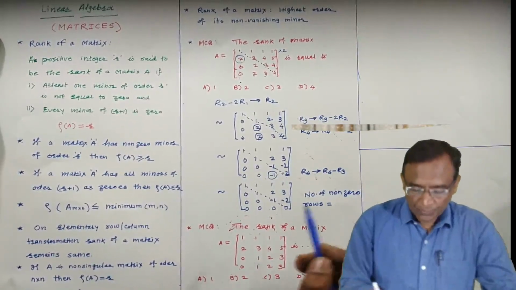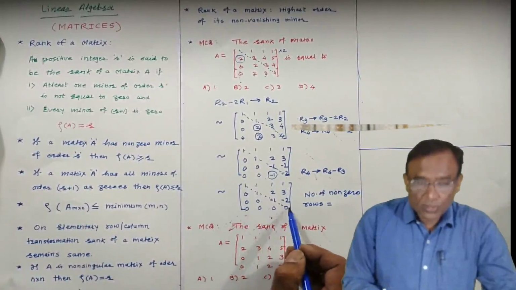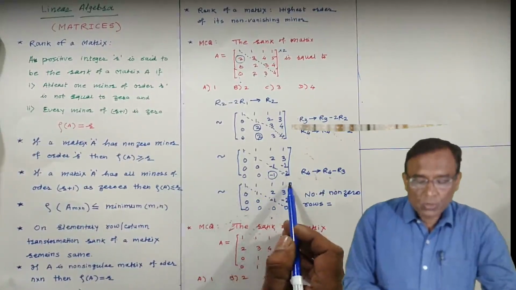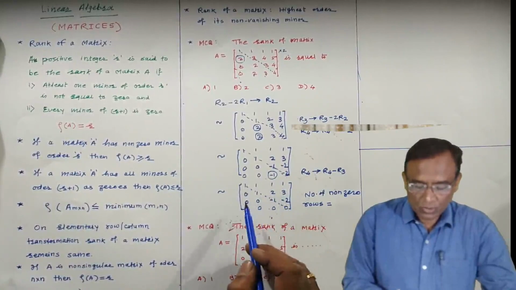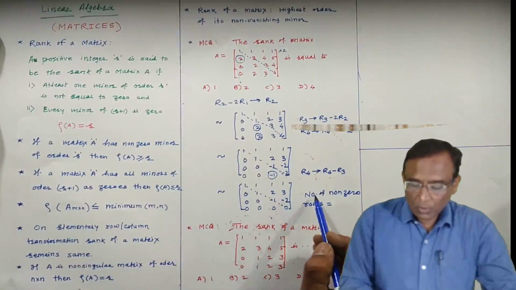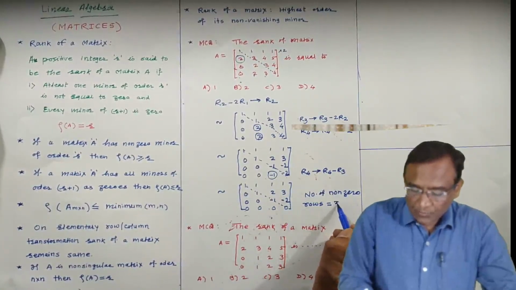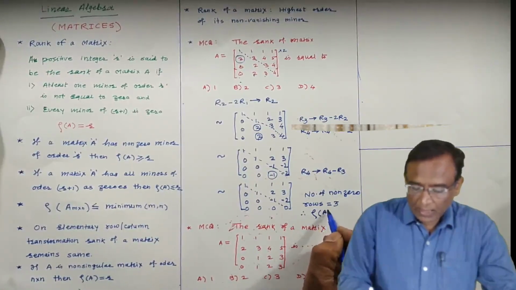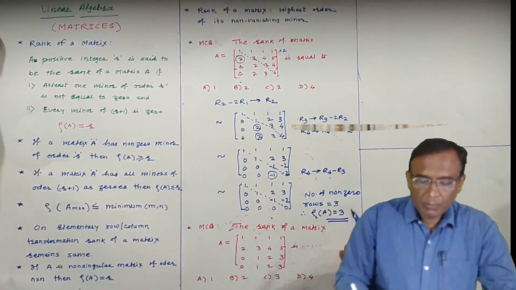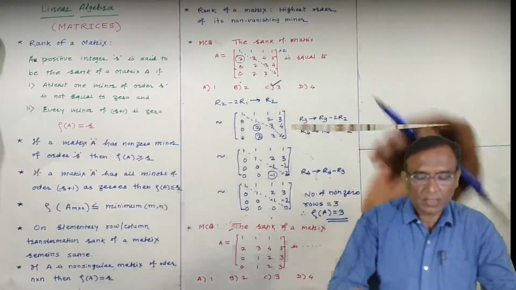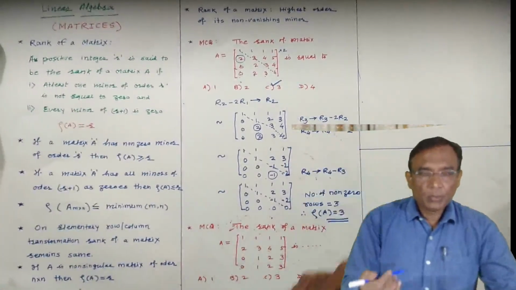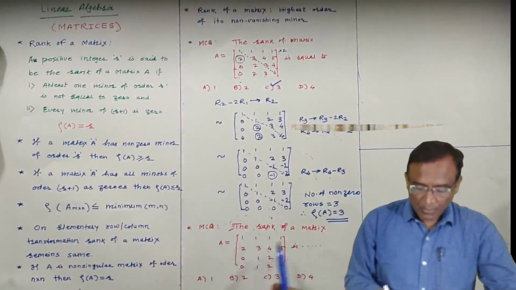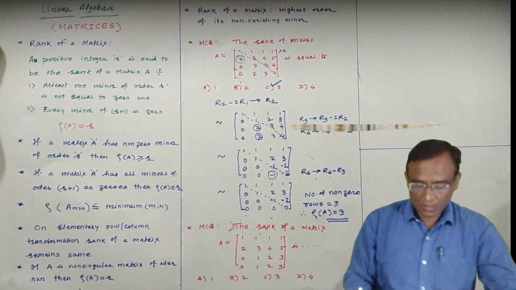You please remember. So here, this is a 0 row. First row is non-zero row. Second row is non-zero. Third row is non-zero row. The number of non-zero rows is 3. Therefore, rank of the matrix A is 3. The rank of the given matrix is 3, and this is the correct answer. Coming to the next problem, the rank of a matrix is dash dash.